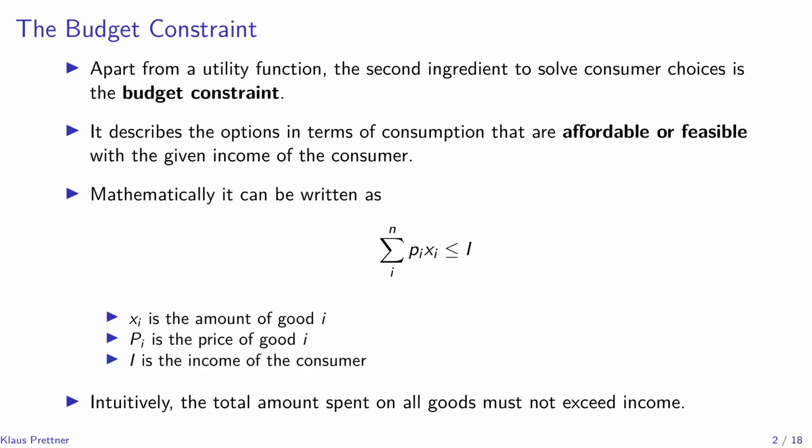Mathematically, it can be written as the sum over the price of the different goods i multiplied by the amount of consumption of the different goods i. So that's the total amount of money that a consumer spends, the price times the amount of consumption, summed over all the goods. And that must not exceed income. So the consumer cannot buy more of the goods so that they cost more than the income the consumer has. That's the constraint that the consumer faces, the budget constraint.